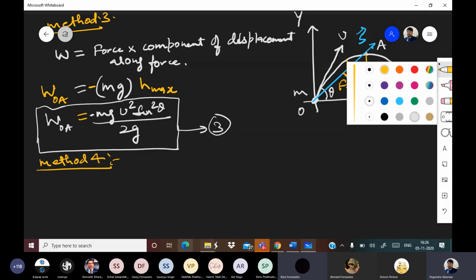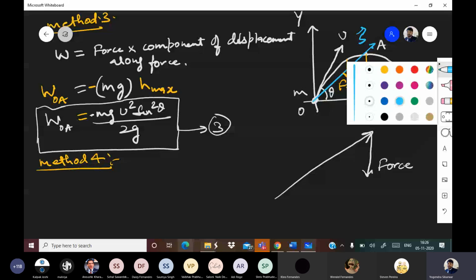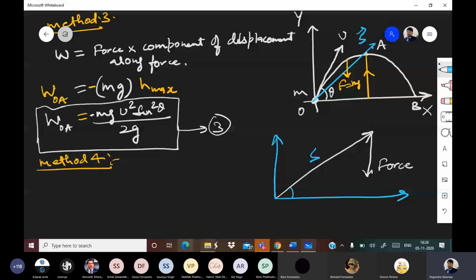So that method, component, you can explain again. This is your displacement. Force is in this direction. This is force. Now you can resolve this displacement into two components. One is in this direction and one is in this direction. This is S, this is, let's say phi, because this is not theta.